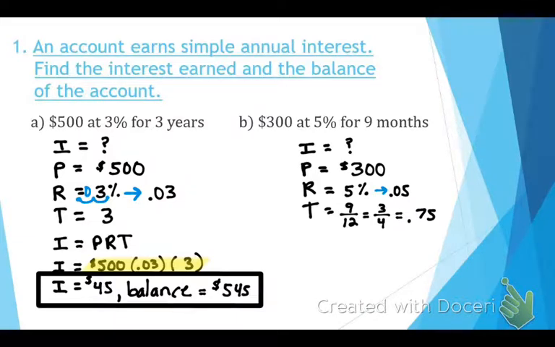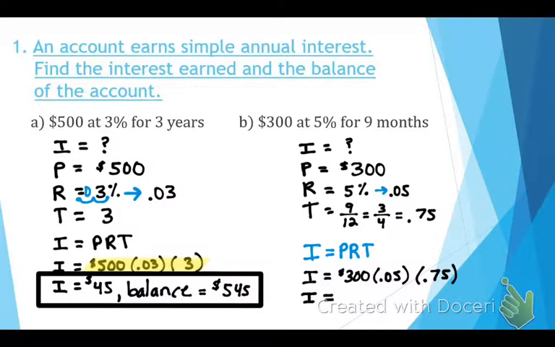Now we're going to go ahead and start with our formula. Harmony, what's our formula? I equals PRT. Very good. Now plug in what we know. Do I know my I? No. So we'll just keep it as I. Do we know our P? Yes. What is it? 300. Good job. What's my rate? 0.05. Thank you for telling me it changed to a decimal. And finally, the amount of time? 0.75 years. All right. Multiply all that together, and this is going to help you find your interest. Okay, Harmony, what's my interest?